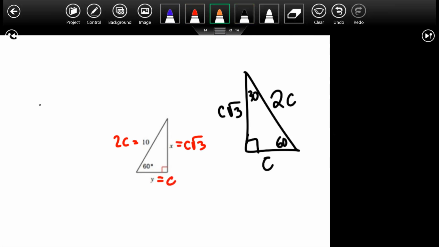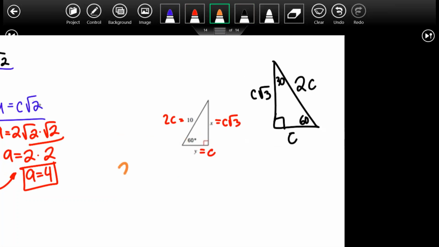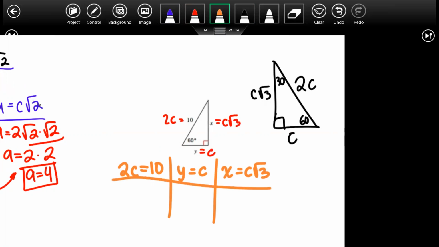We take these and write them side by side. 2C is equal to 10. Y is equal to C. X is equal to C radical 3. Got to be able to find the one variable. Is it going to be 1, 2, or 3? 1, it has one variable. C will be equal to 5. Once you find the one variable, plug it in, plug it in.